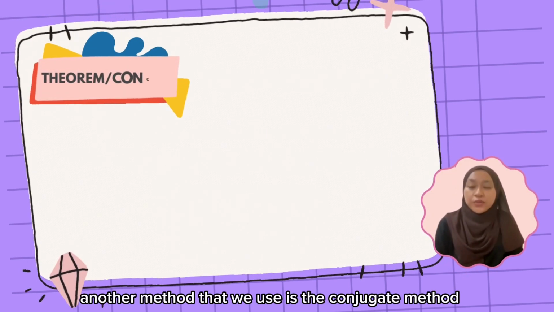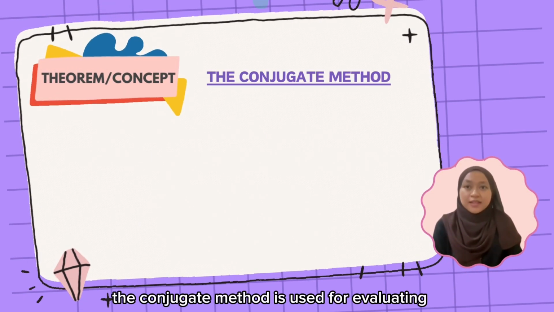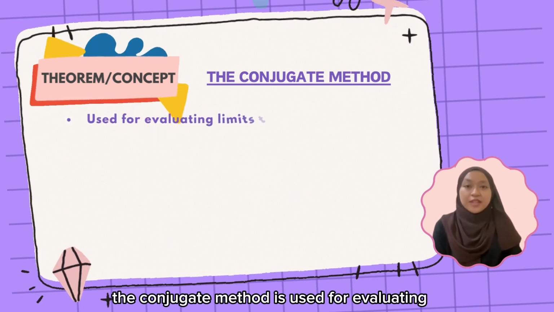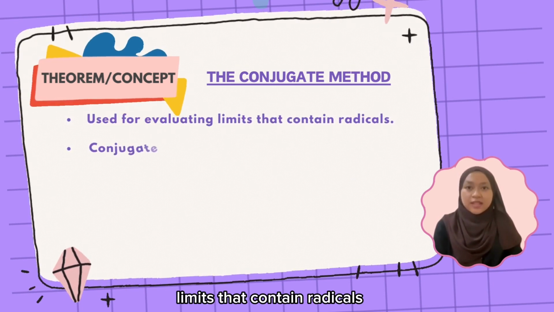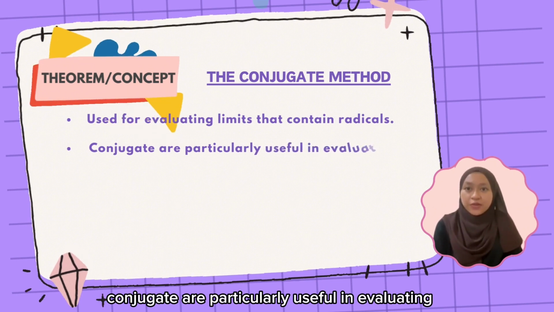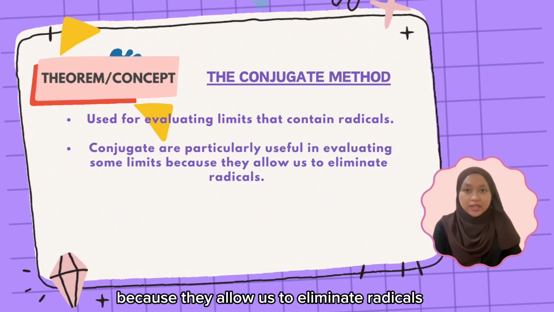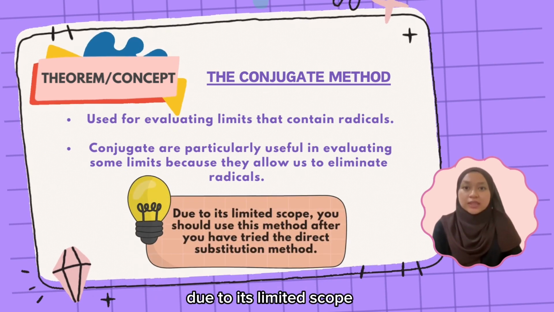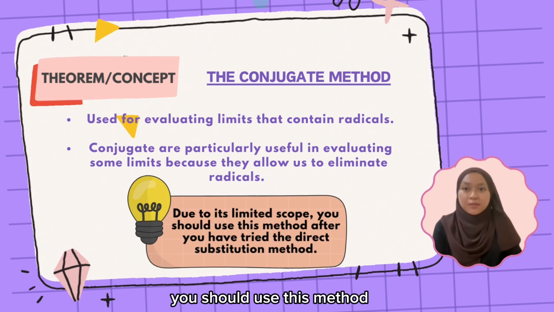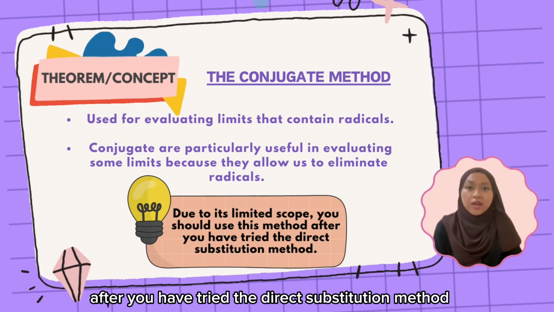Another method that we use is the conjugate method. The conjugate method is used for evaluating limits that contain radicals. Conjugates are particularly useful in evaluating some limits because they allow us to eliminate radicals. Due to its limited scope, you should use this method after you have tried the direct substitution method.